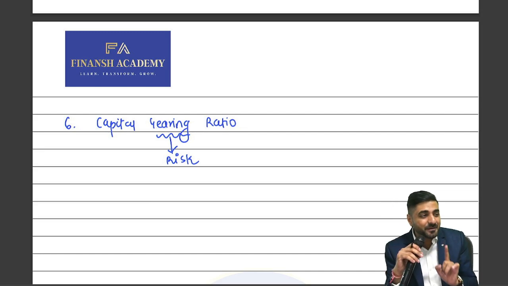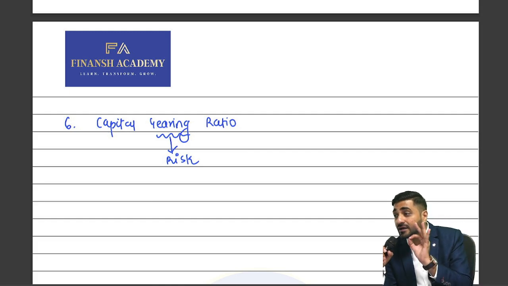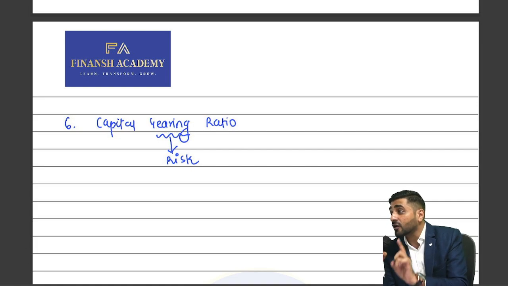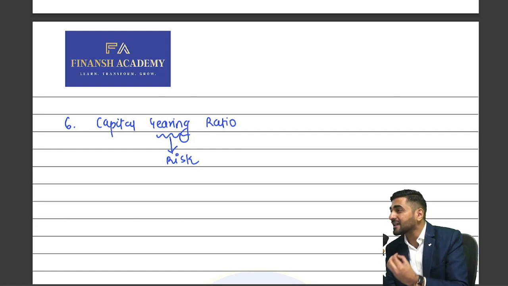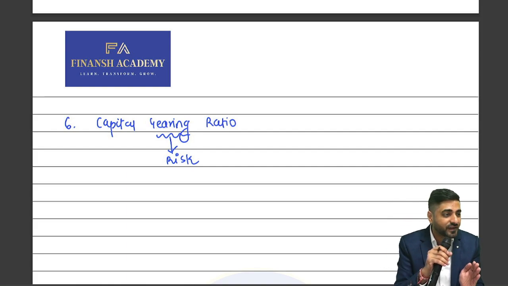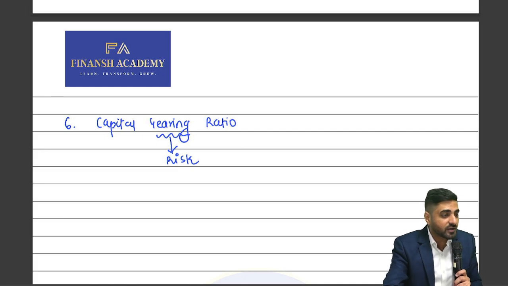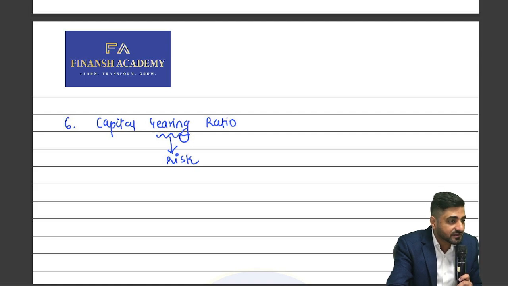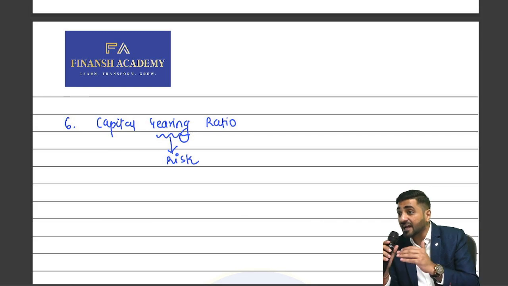But in the capital gearing ratio, what is the basic idea? Here we are talking about risk from the perspective of how much money you are raising from fixed financial securities divided by how much money you are raising from non-fixed financial securities. Okay? We are going to deal with fixed and non-fixed financial instruments.